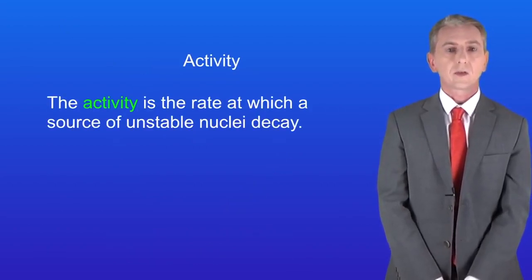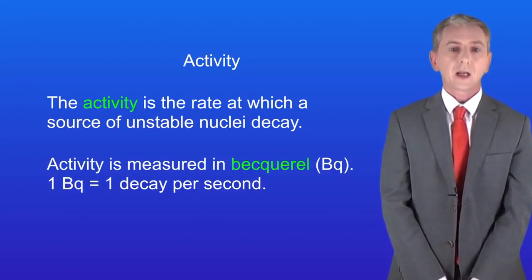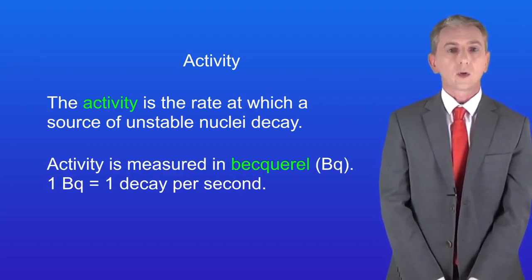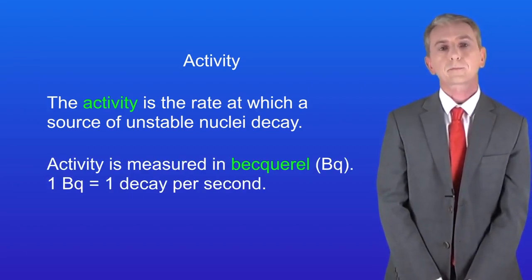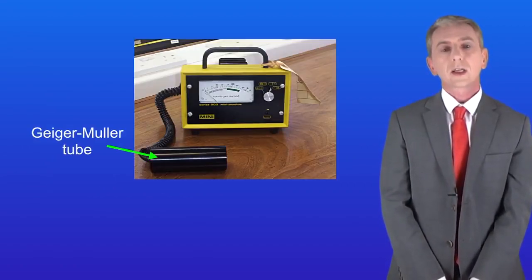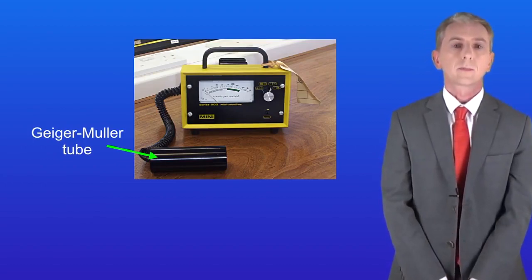Now, the activity is the rate at which a source of unstable nuclei decay. Activity is measured in becquerel, and that has the symbol capital B, lowercase q. 1 becquerel equals 1 decay per second. To measure the activity of a radioactive source, we can use a Geiger-Müller tube such as this one, and you may have seen one of these in school.